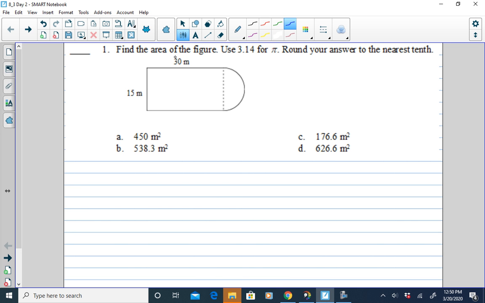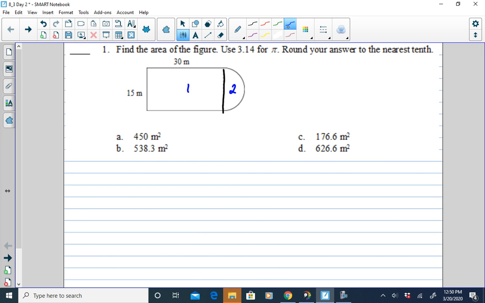It says to find the area of the figure, we want to use 3.14 for pi, and we want to round our answer to the nearest tenth. Well, there's two areas, right? If we want to find the area of this figure, we need the area of the rectangle. Let's call that area 1. And we need the area of the semicircle. Let's call that area 2. So we're looking at essentially two different areas. Area of the rectangle and the area of the semicircle. And by finding the area of these two figures and then adding the two areas together, that's going to give us the total area of the figure.